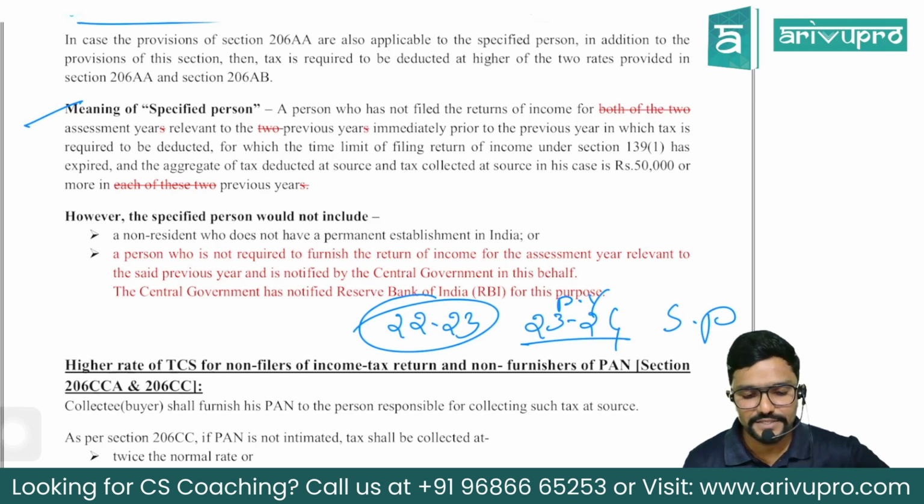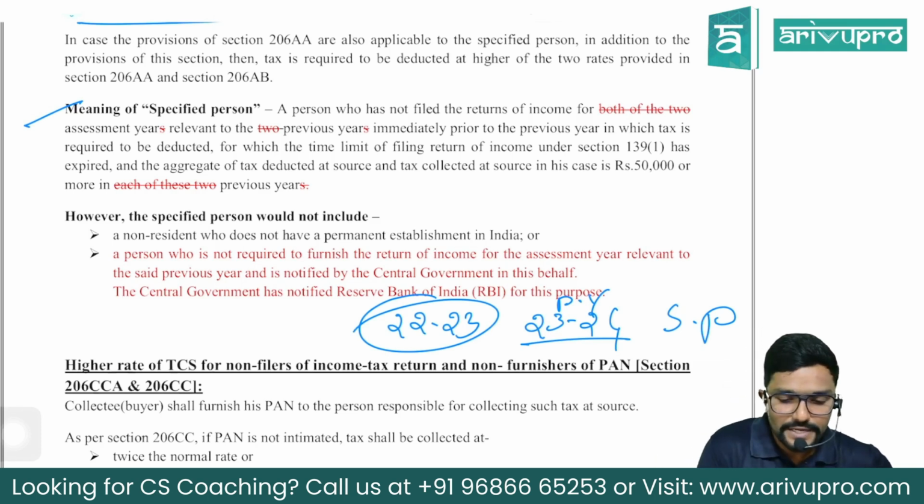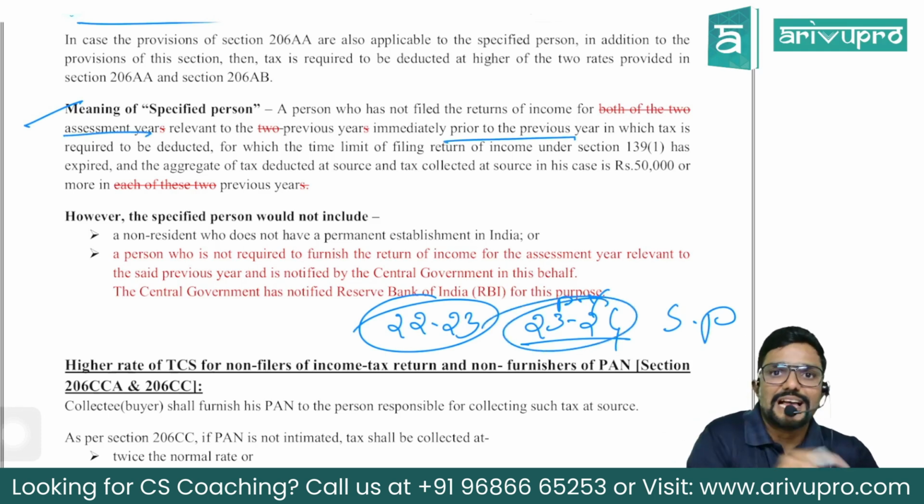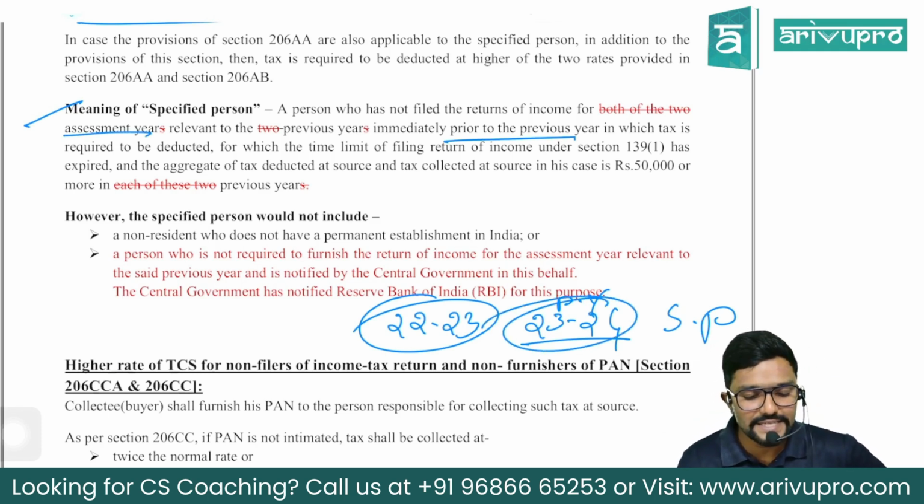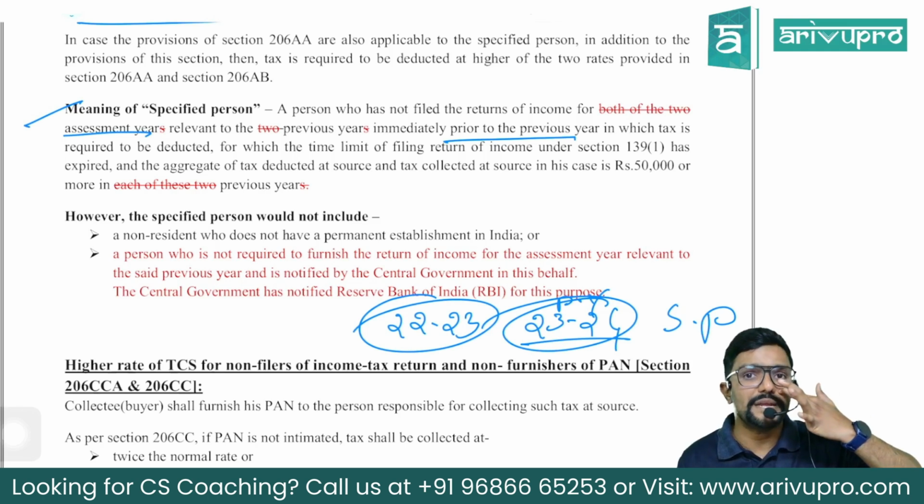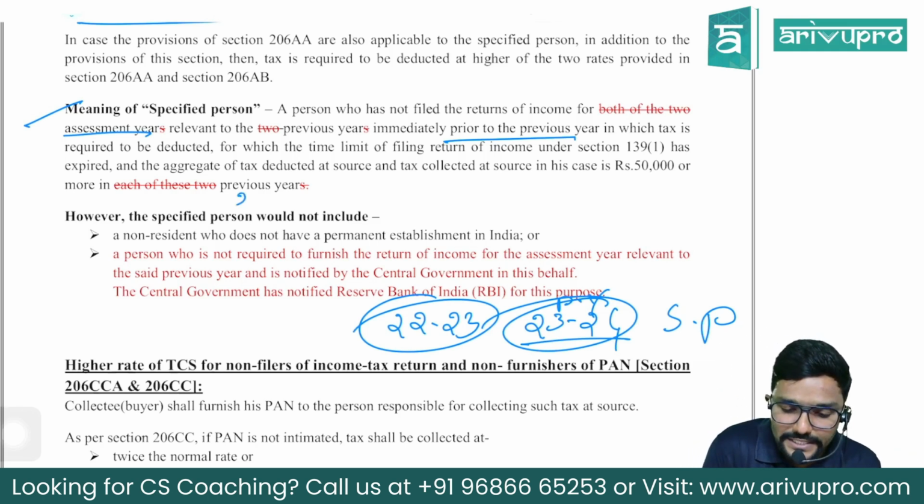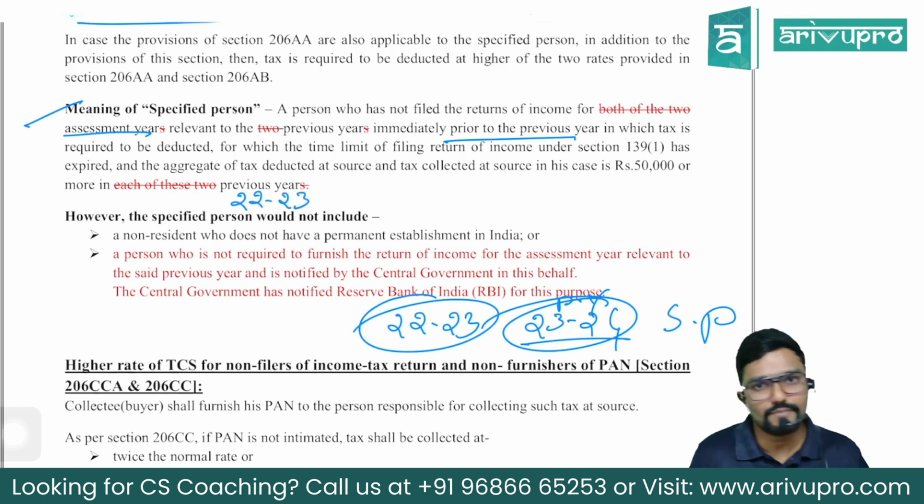Meaning of specified person: a person who has not filed the return of income for the assessment year relevant to the previous year immediately prior to the previous year, which for our previous year 23-24 is 22-23, for which the time limit of filing the return under section 139(1) has expired, and the aggregate of tax deducted at source and tax collected at source in his case is 50,000 or more in the previous year. Not 2 years, only 1 year. Last year means 22-23.